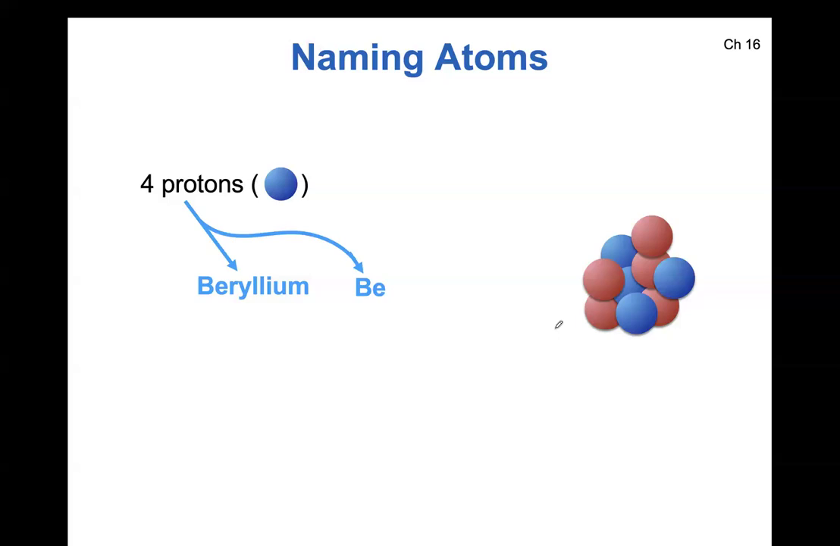So when we talk about beryllium, what type of beryllium is it? Is it beryllium with 4 neutrons, which would be beryllium-8, or is it something else? But I'm getting ahead of myself, so let's continue with our naming.